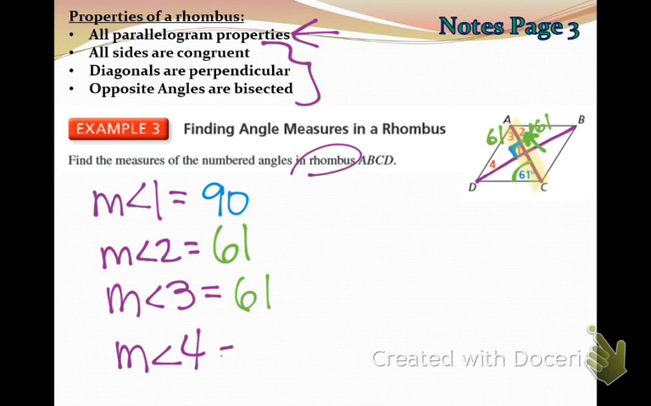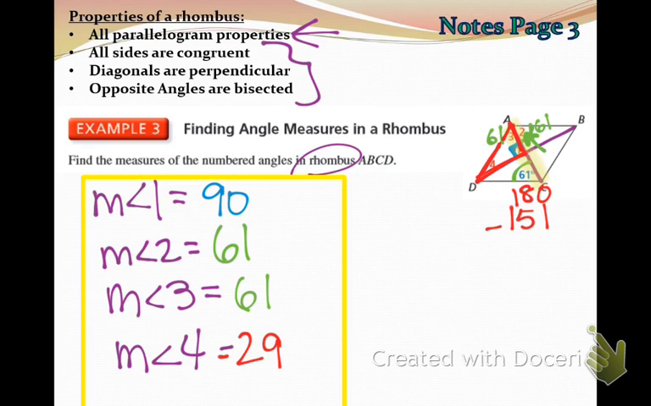So the last one. Here's I think the easiest way. This is a triangle, right? So we have 90 and we have 61. So to find the missing angle, you can add them up and subtract from 180. What's 61 plus 90? 151. Subtract from 180. 29. Good. These won't be on tomorrow's quiz, but they definitely will be on Monday's or Tuesday's.